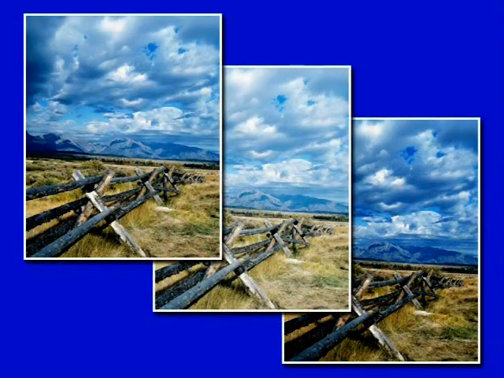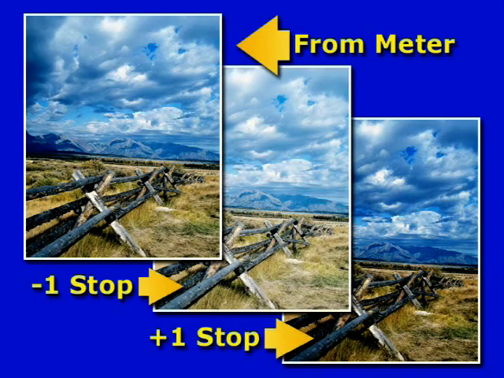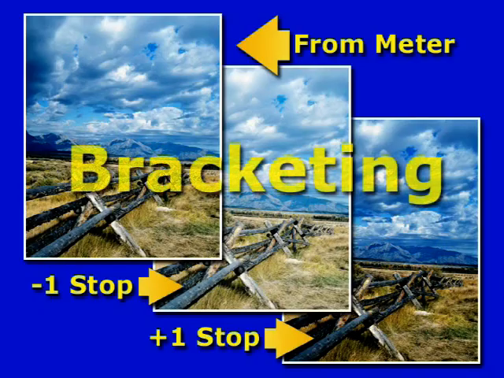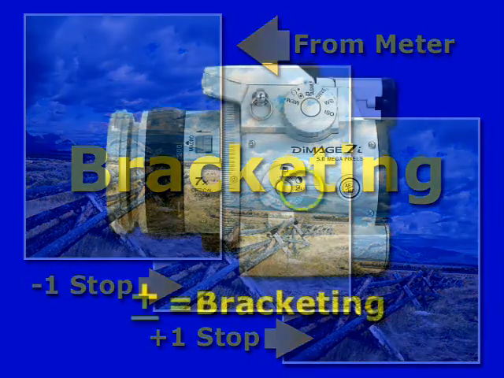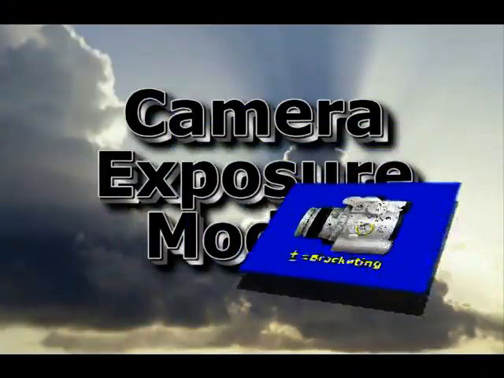One way to ensure you will get the best exposure is to take 3 pictures. The first would be at the recommended setting. The second would be lighter, and the third darker than the original one. This process is referred to as bracketing because you're bracketing the suggested exposure. Many digital cameras have a bracketing mode that can do this procedure automatically.